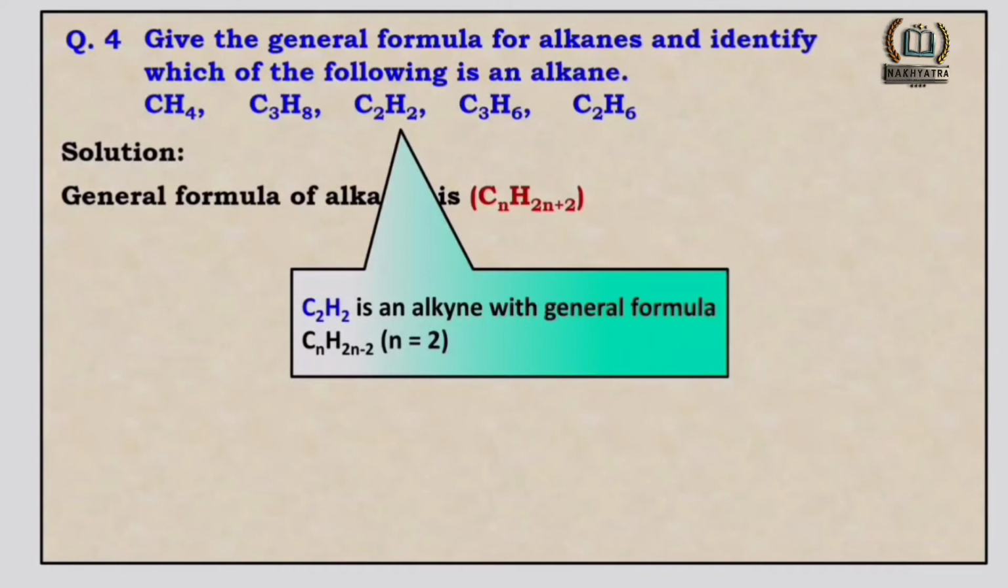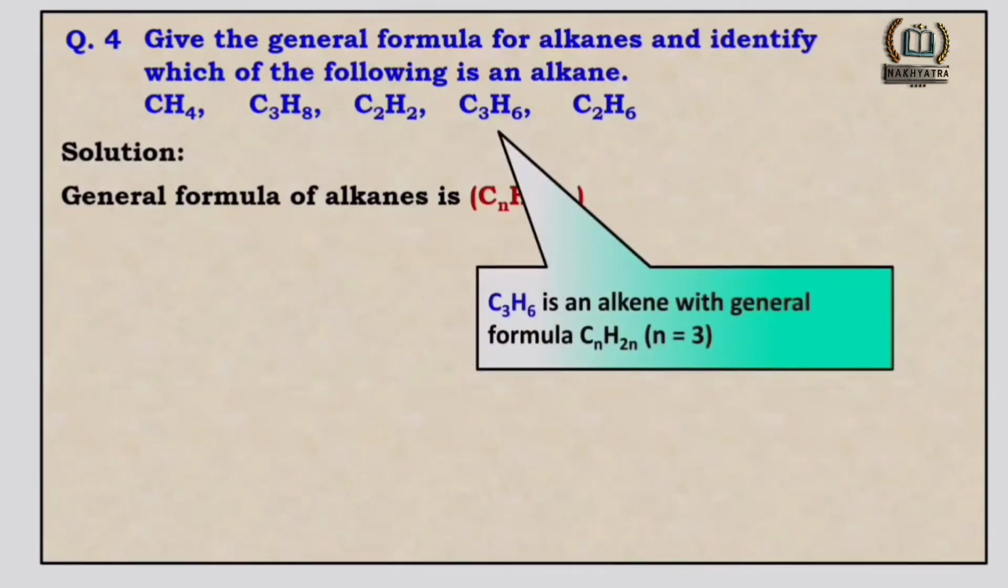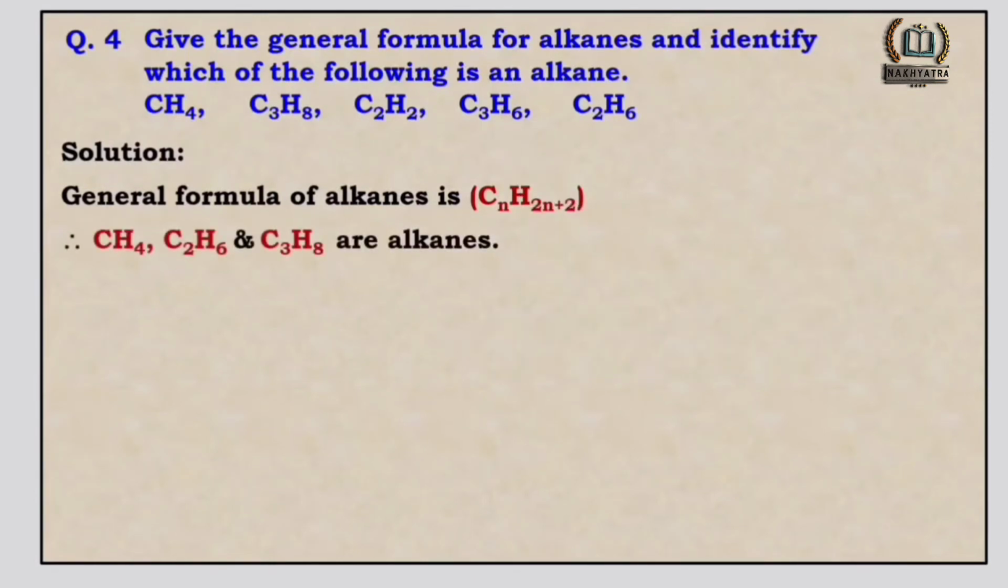But here see, C2H2 is an alkyne with general formula CnH2n-2, where n equal to 2. We will get alkyne. And C3H6 is an alkene with general formula CnH2n, where n equal to 3. Put the values for n equal to 3 in this formula and we will get C3H6. So we got CH4, that is methane, and C2H6 and C3H8 are alkanes.